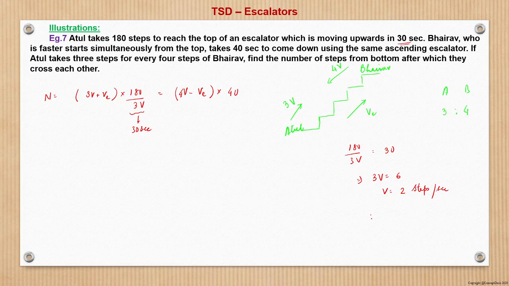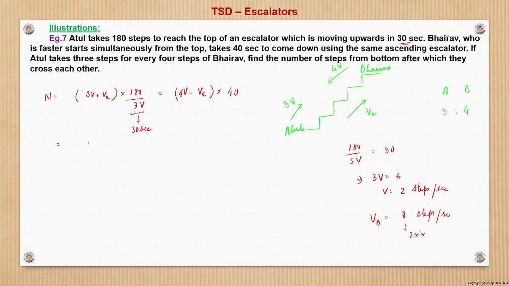So what will be the speed of Bhairav? Vb will be 4v, that is 8 steps per second, right? How 8? 2 into 4, 4v. So here we can say, now we'll substitute the same. Let us now solve this. So what happens here?